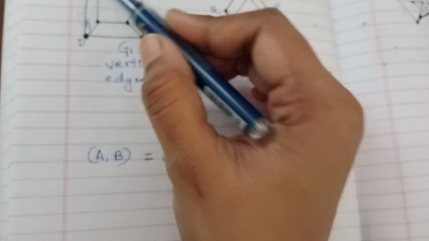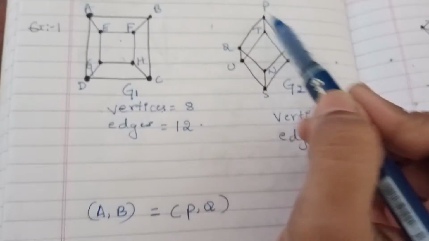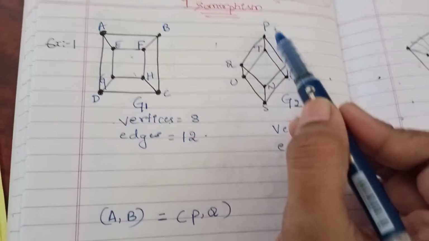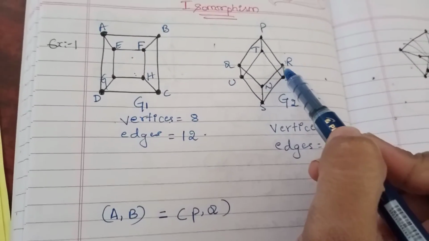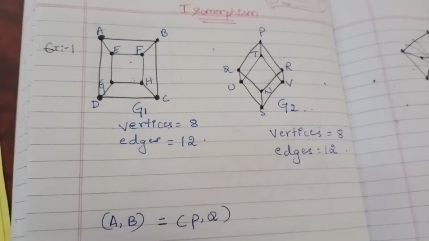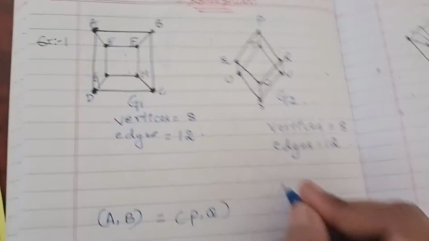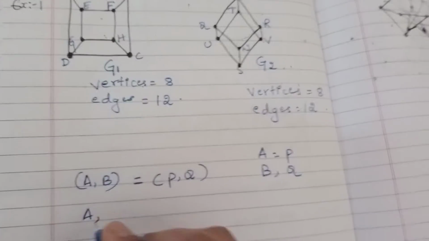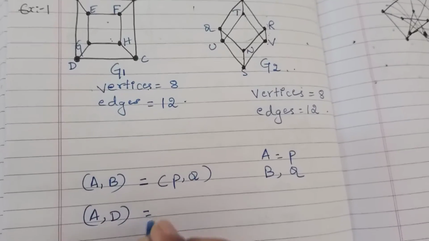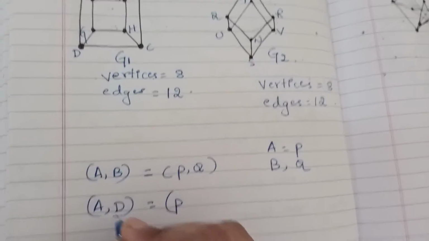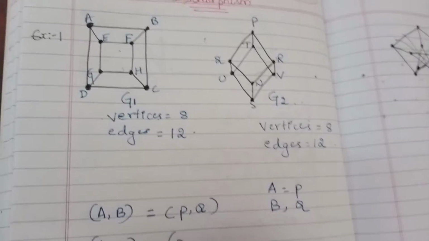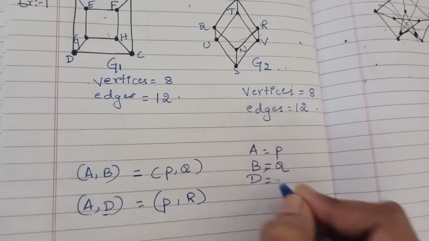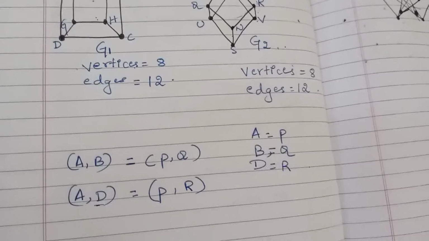Next, if I take up A to D, P to R is equivalent. P to R is equivalent because A is having degree 3 and D is also having degree 3. Here P is having degree 3 and R is also having degree 3. So I can say that A is equal to P, this is fixed. You should nowhere change it. Okay, if I next say A comma D, A is fixed. You should find new value for D. What is that value? That is R. Now D is equivalent to R. Okay, D is equal to R.